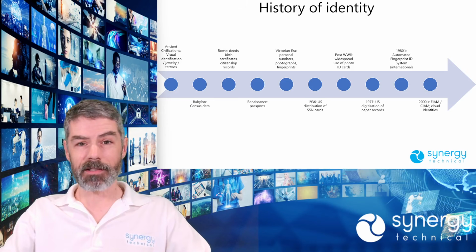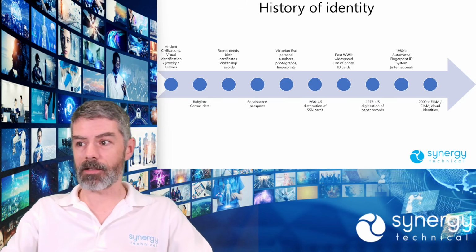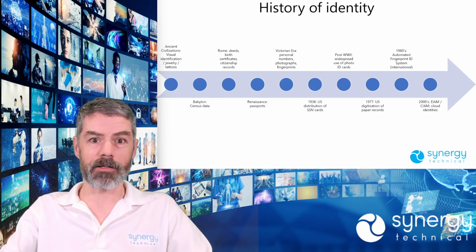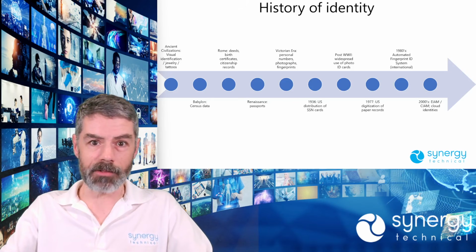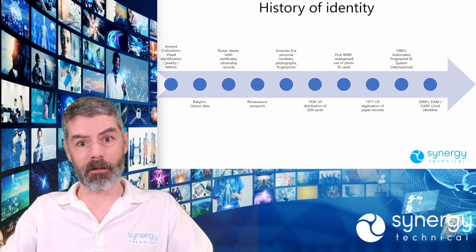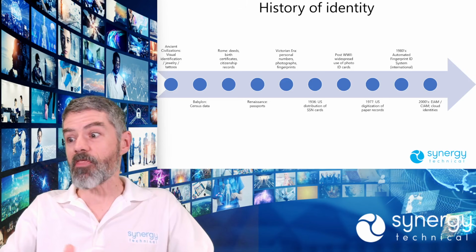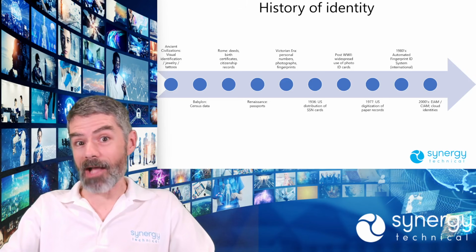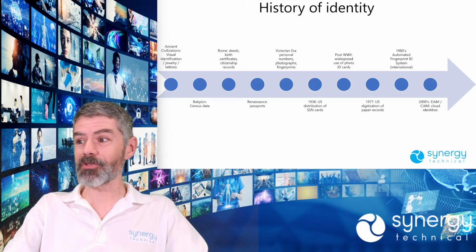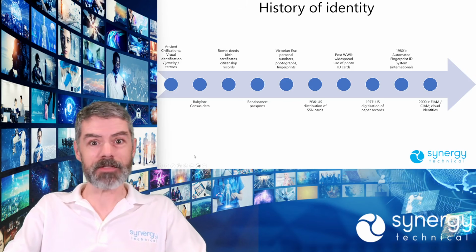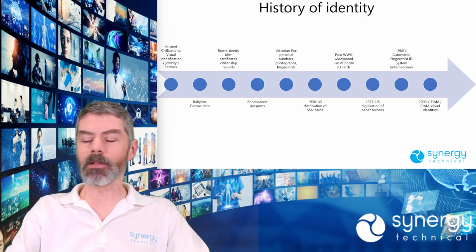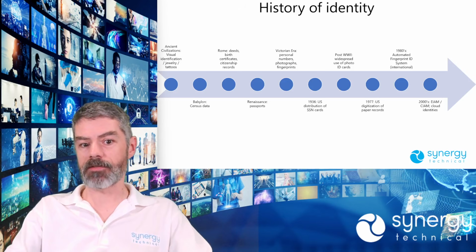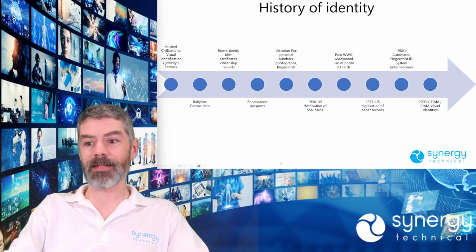We don't even start to get into census data and things like birth certificates and records of citizenship until we get to the Roman era. Then we move about a thousand years forward and we get passports. The Victorian era introduces photographs and fingerprints. We're not actually looking at digitization of data until around the 1970s.